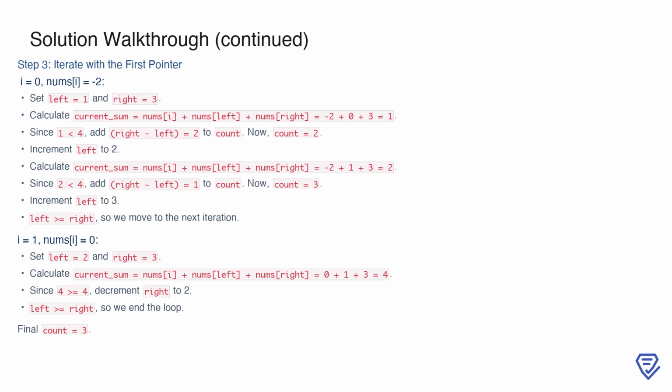Incrementing the left pointer to 2, we calculate the new sum, -2 plus 1 plus 3, which equals 2. Since 2 is still less than 4, we add 1 more to the count, making it 3. Incrementing left to 3 ends this iteration. For i equals 1 and nums[i] equals 0, we set left to 2 and right to 3. The sum of the triplet is 0 plus 1 plus 3, which equals 4. Since 4 is not less than the target, we decrement right to 2. At this point, left is no longer less than right, so the loop ends. The final count for this example is also 3.